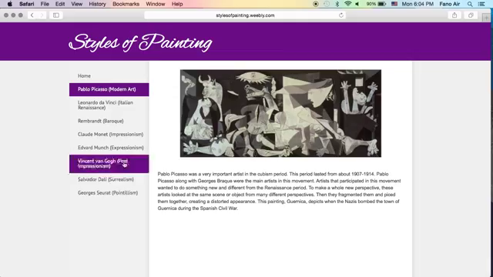So the first one I learned about was Pablo Picasso, and he was a modern artist. His modern art, which was specifically Cubism, was from about 1907 to 1914. It was kind of short. Pablo Picasso, and the other artists who participated in this, wanted to explore a new concept that was different from the Renaissance period, which was just before that.